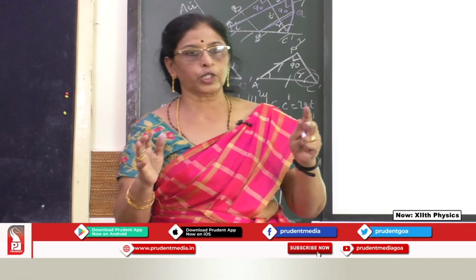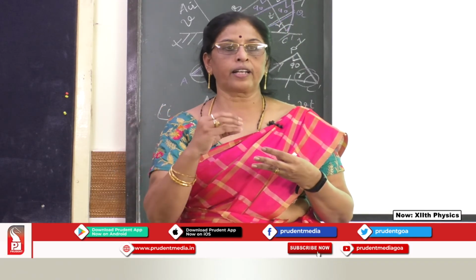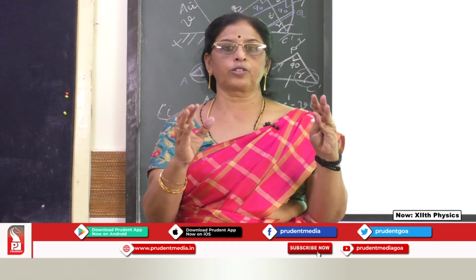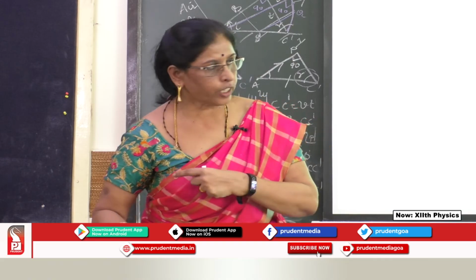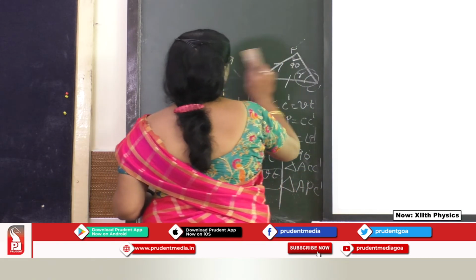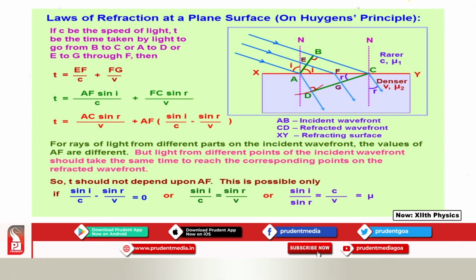Now what are the things we have seen now? Wavelets, wavefronts, and Huygens principle. And Huygens principle proves the laws of reflection. The next we have over here, using Huygens principle to prove the laws of refraction. The next we have laws of refraction at a plane surface.